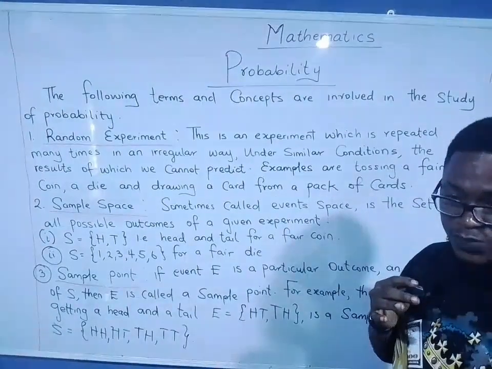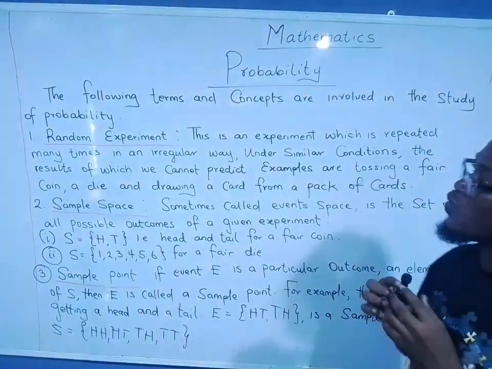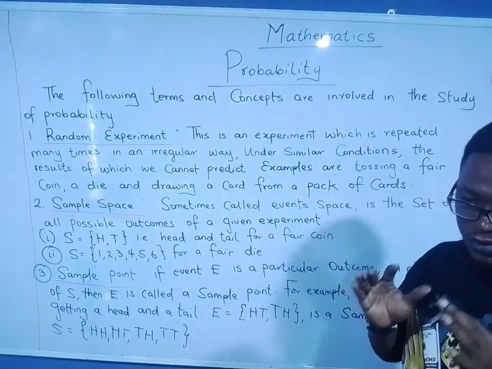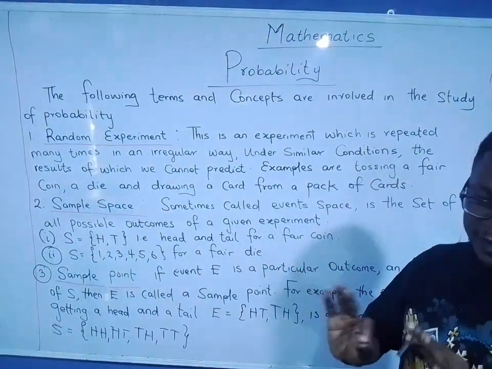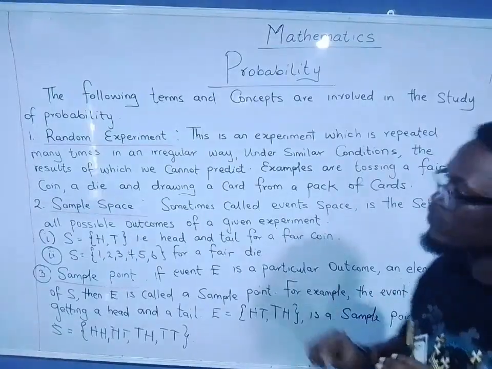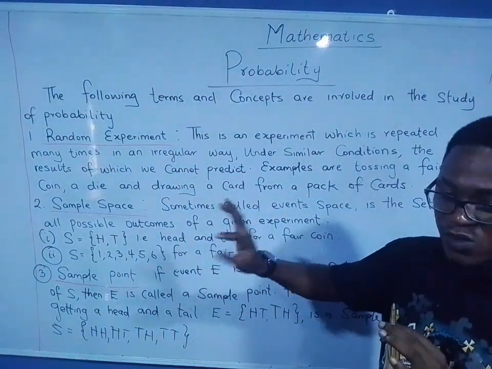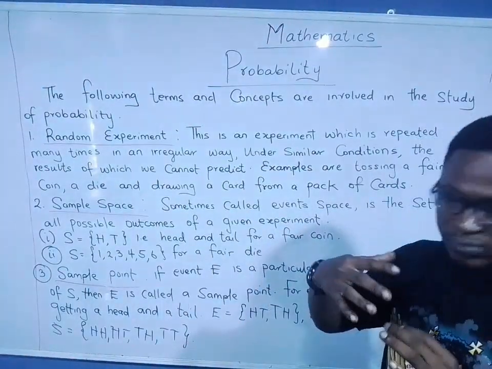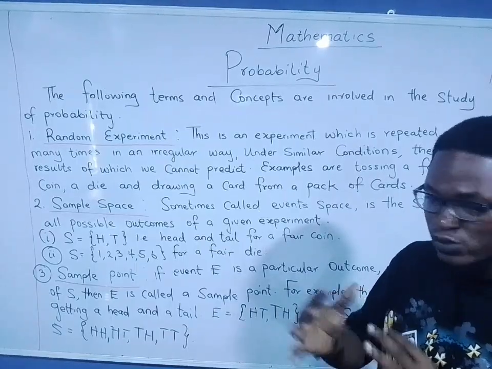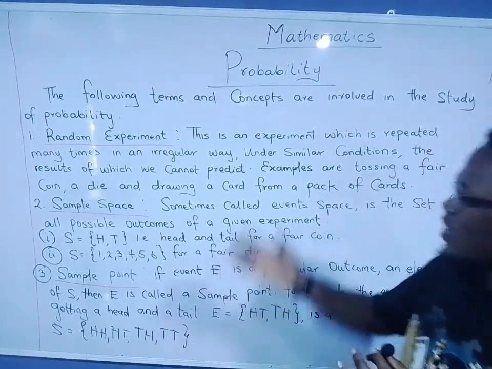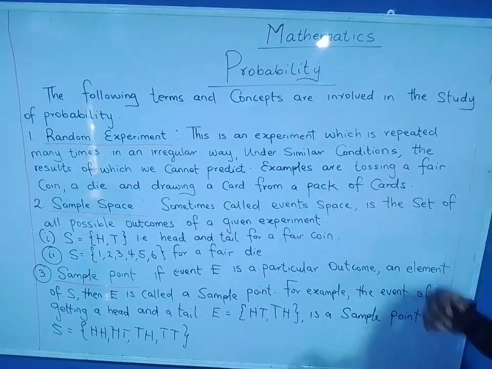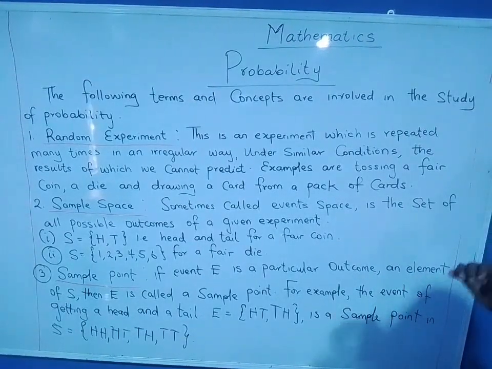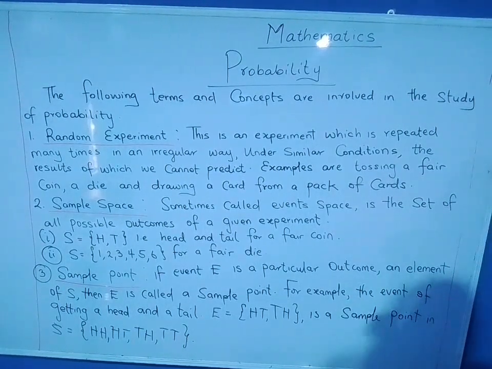After we have explained what probability is, when we are doing probability, there are some things you need to understand. These are the 3 things that you need to understand first of all before we start doing examples or classwork. The first one is a random experiment. Majority of what we are going to be doing has to do with random experiments. This is an experiment which is repeated many times in an irregular way under similar conditions, the result of which we cannot predict.